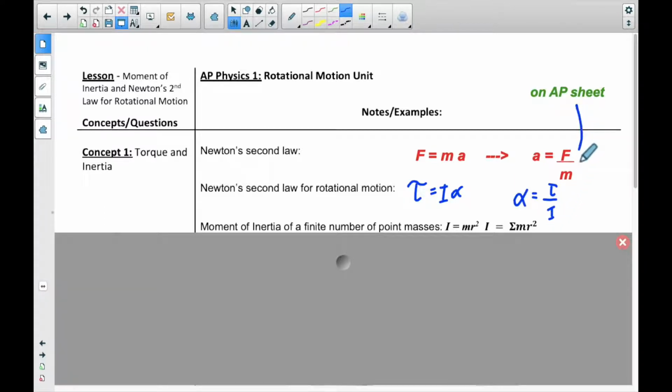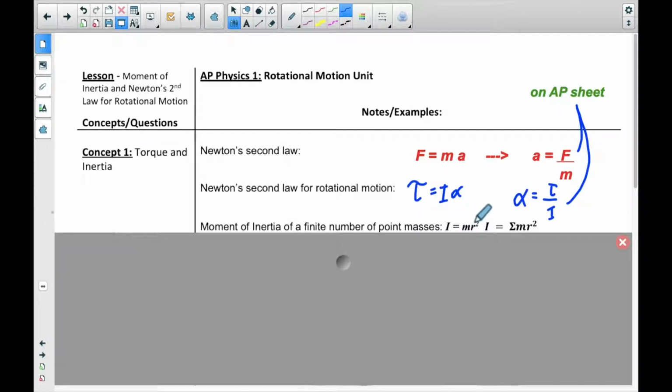And that's how it is on the AP sheet. It's not F equals ma, it's a equals F over m. And the same thing with torque. It's not torque equals inertia times acceleration. It is acceleration equals torque over inertia. But in any case, if you can remember that F equals ma, and you can remember that force and torque kind of go together, and mass and inertia kind of go together, then these should make good sense to you.